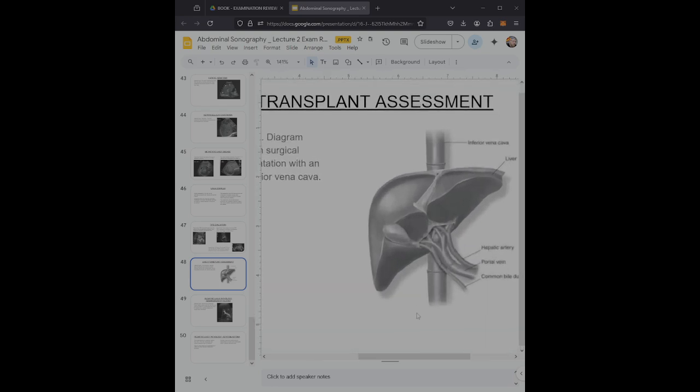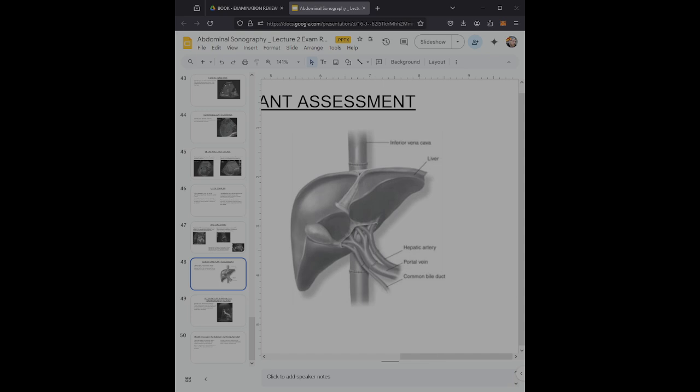So this is what they mean when they say a piggyback attachment is made between the donor and the recipient inferior vena cava. So this is the donor liver, and this is the donor portal vein, the hepatic artery, and the common bile duct. And they have all been attached to the recipient's bile duct, portal vein, and hepatic artery, as well as to the IVC.